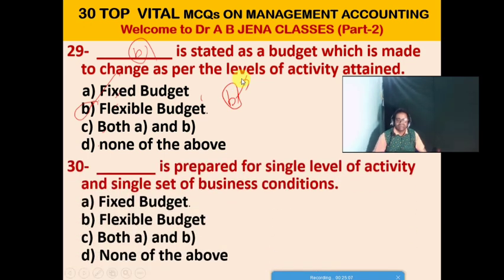So last but not the least, which one is prepared for a single level of activity and a single set of business conditions? A, it's the fixed budget. B, it's a flexible budget. C, it's both A and B. D, it's none of the above. Friends, so A is the right option for this MCQ. It's the 30th MCQ. So here, A is the right option. I mean the fixed budget is prepared for a single level of activity and a single set of business conditions.